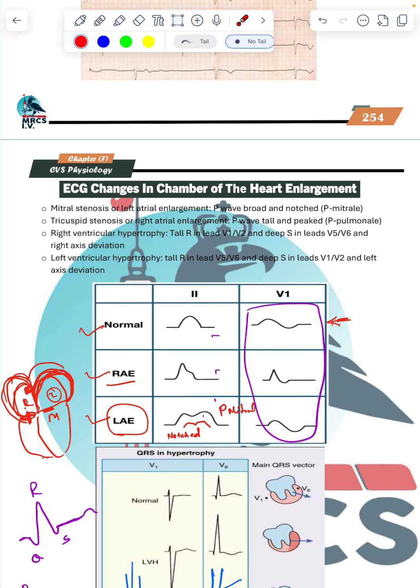This is P mitrale. Tricuspid stenosis, this is tricuspid, this is mitral. Tricuspid stenosis causes right atrial enlargement, with a P wave that is tall and peaked. This is a tall, peaked P wave, P pulmonale.